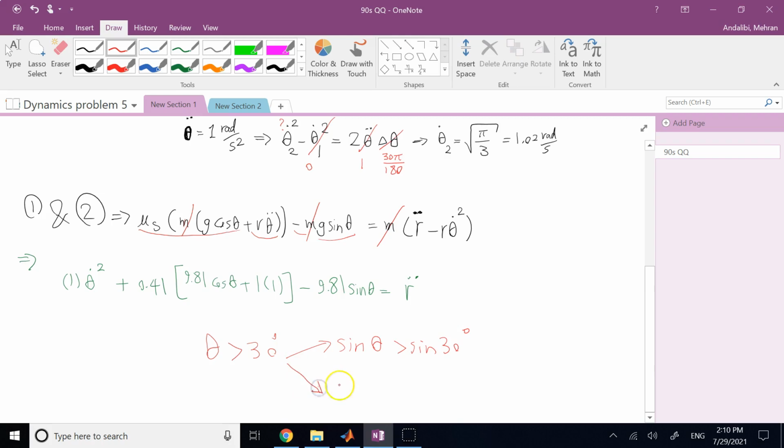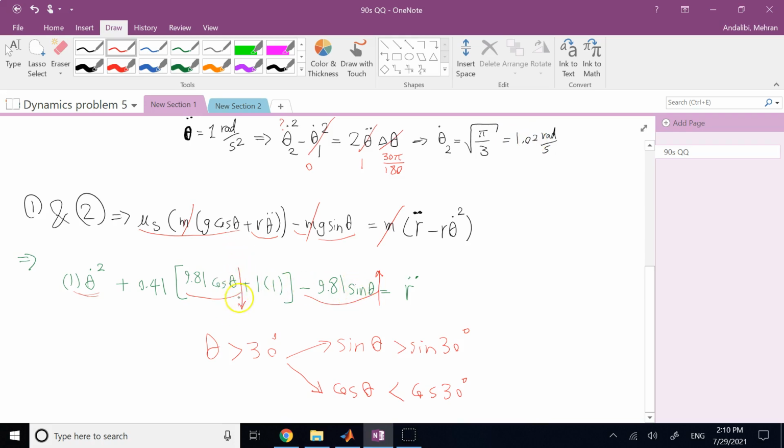And cosine is a decreasing function from 0 to 90 degrees. So cosine theta is going to be less than cosine of 30 degrees. So this term is going to go down, while this term is going to go up. So what's going to happen if we temporarily focus on, let's say, just 1 degree more than 30 degrees, or a fraction of a degree more than 30 degrees? So theta dot has not changed dramatically. It's almost at the same number we found, 1.02.